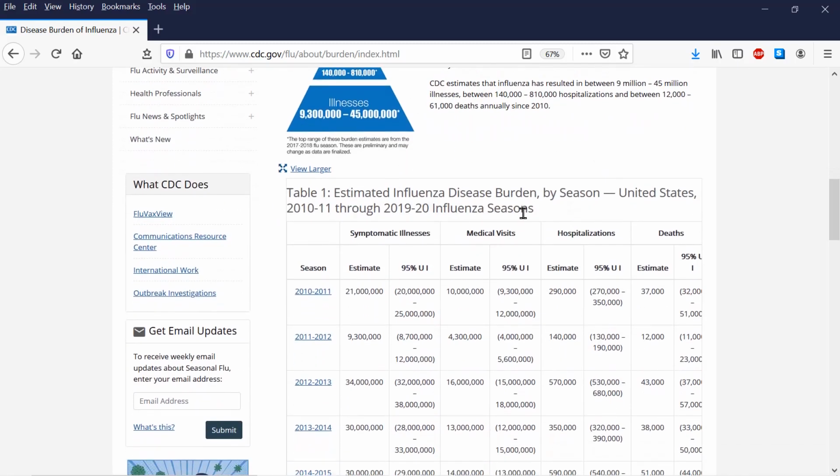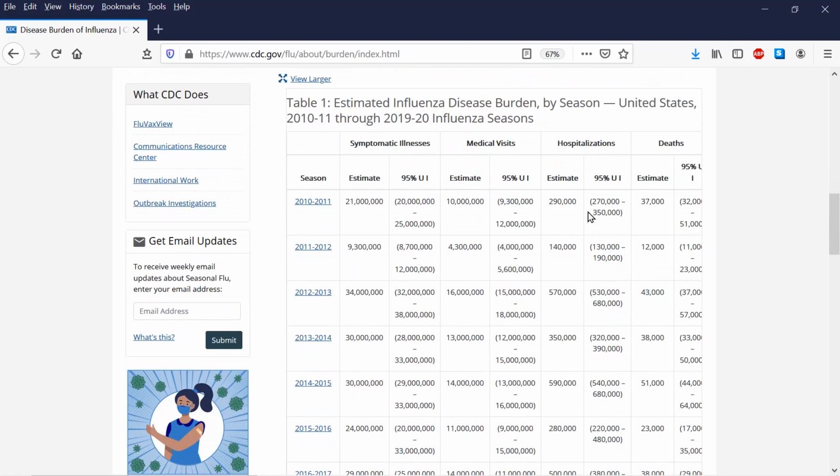Let me show you the table, which doesn't actually match the graphic, by the way. But this is the estimated influenza disease burden by season in the U.S. up to the present. And the final column is deaths. You see it varies, and it has a range.